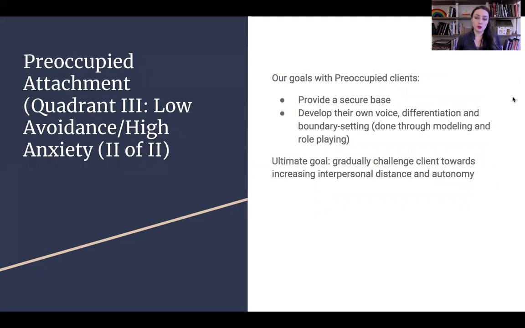Our goals with preoccupied clients are to provide a secure base, that responsiveness, and also to help them develop their own voice, to differentiate from enmeshment from those caregivers, and also to learn how to create boundaries. We do this through modeling and role playing. Our ultimate goal here is to gradually challenge these clients towards increasing interpersonal distance and autonomy, so to help them find themselves.